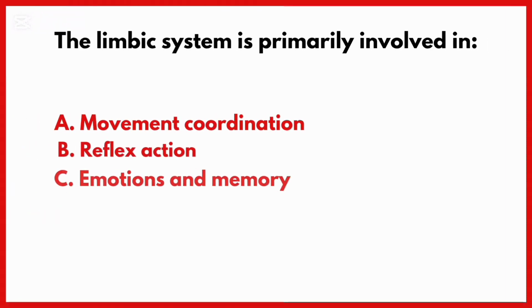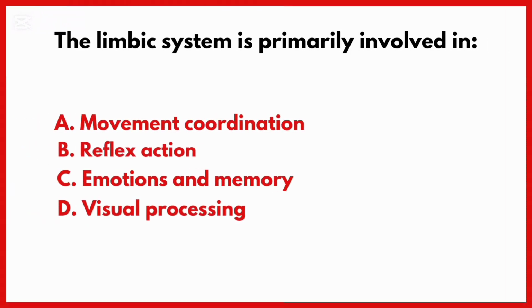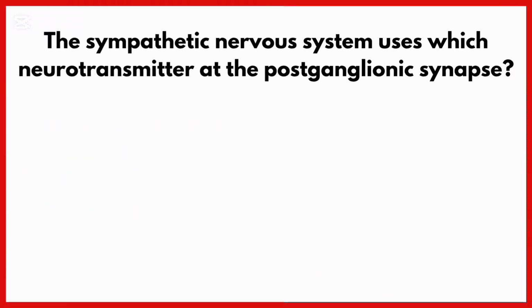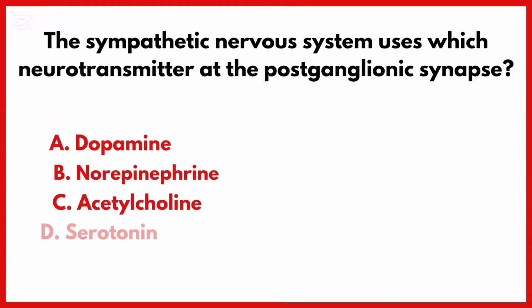The limbic system is primarily involved in. Correct answer is option C, emotions and memory. The sympathetic nervous system uses which neurotransmitter at the postganglionic synapse? Correct answer is option B, norepinephrine.